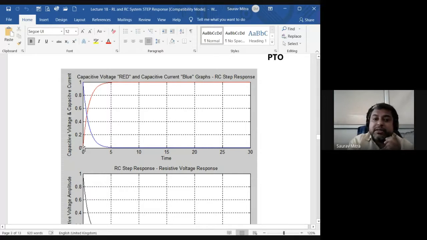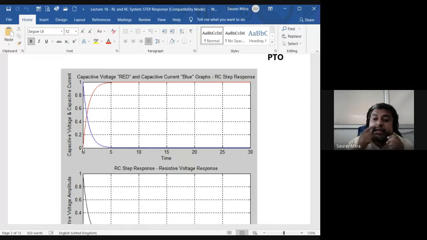So how much is the voltage? You can see this red graph is the capacitive voltage, and the blue is the capacitive current. Be very careful. Previously, red was current and blue was voltage in the case of the inductor. In the case of the capacitor, red is voltage and blue is current. So the current and voltage graphs have swapped. In the previous case, the current was building up in the RL circuit. For the RC circuit, the voltage is building up. Initially, how much is the voltage? Initially, the voltage is 0. Across what is the voltage zero? Across a short circuit the voltage is zero.